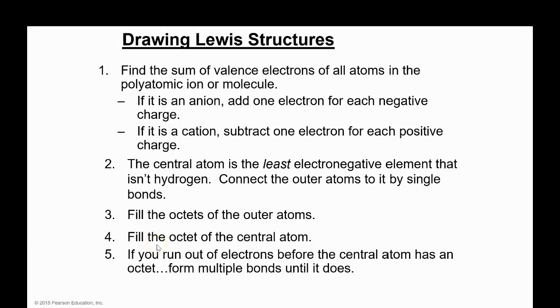Alright, this video is about Lewis structures. Here I summarize the steps from 1 to 5, and then our textbook breaks them into more steps, but it's basically the same concept. The first step is always to find the sum of valence electrons of all atoms.